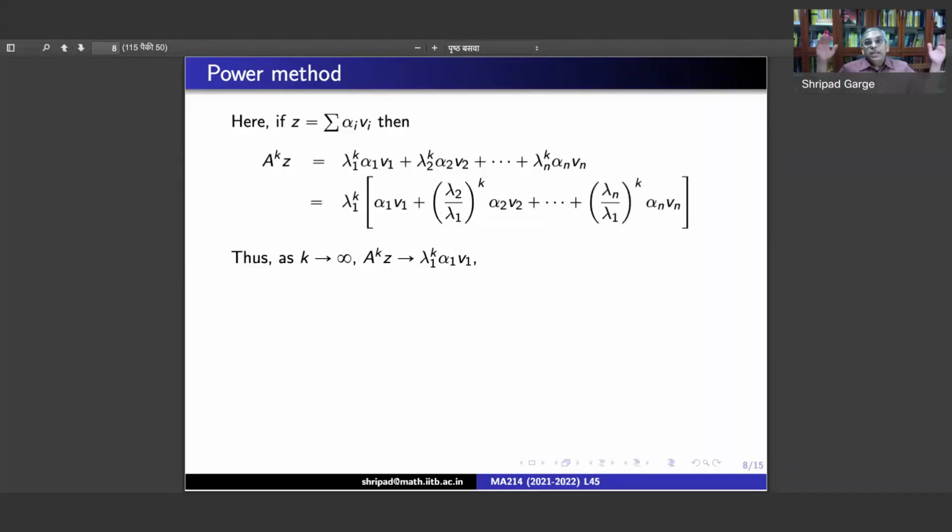So for high enough k, all the other contributions from v2 up to vn will be negligible, and the dominant contribution will be from the dominant eigenvalue. So your A^k z will be very close to lambda 1^k alpha 1 v1, which is an eigenvector for the eigenvalue lambda 1.